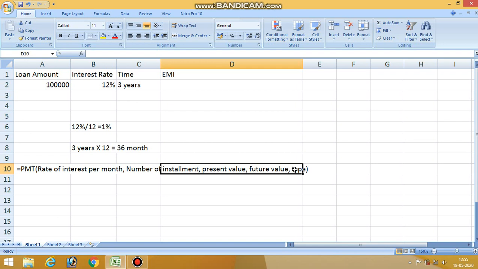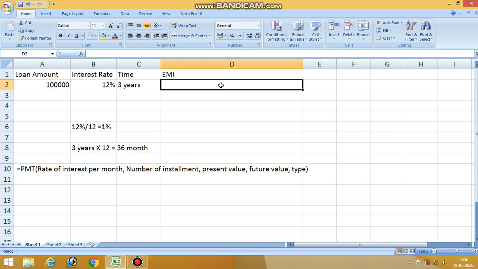If you pay the EMI at the end of the month, then the type will be 0, and if you pay the EMI at the beginning of the month, then the type will be 1. However, type is not necessary. While typing the formula, you may or may not provide the type. So now I will type the formula here.